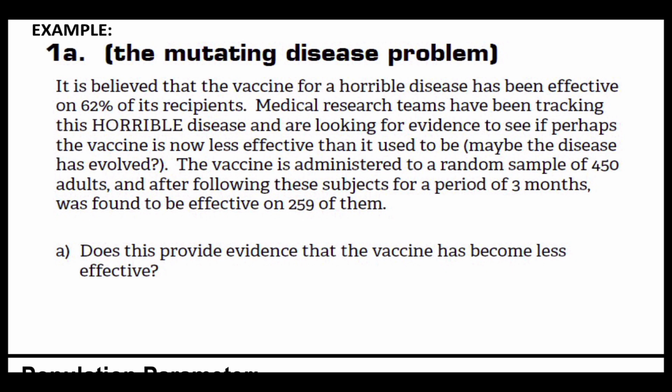It is believed that the vaccine of a horrible disease has been effective on 62% of the recipients. Medical research teams have been tracking this horrible disease and are looking for evidence to see if perhaps the vaccine is now less effective than it used to be. Maybe the disease has evolved, mutated. The vaccine is administered to a random sample of 450 adults, and after following these subjects for a period of 3 months, was found to be effective on 259 of them.